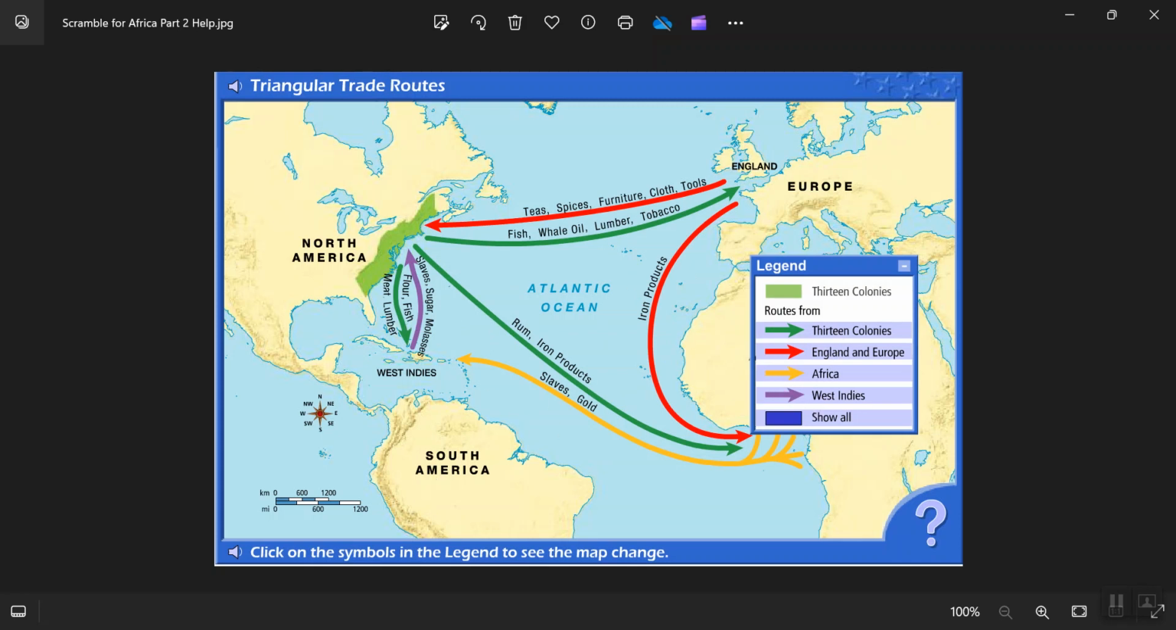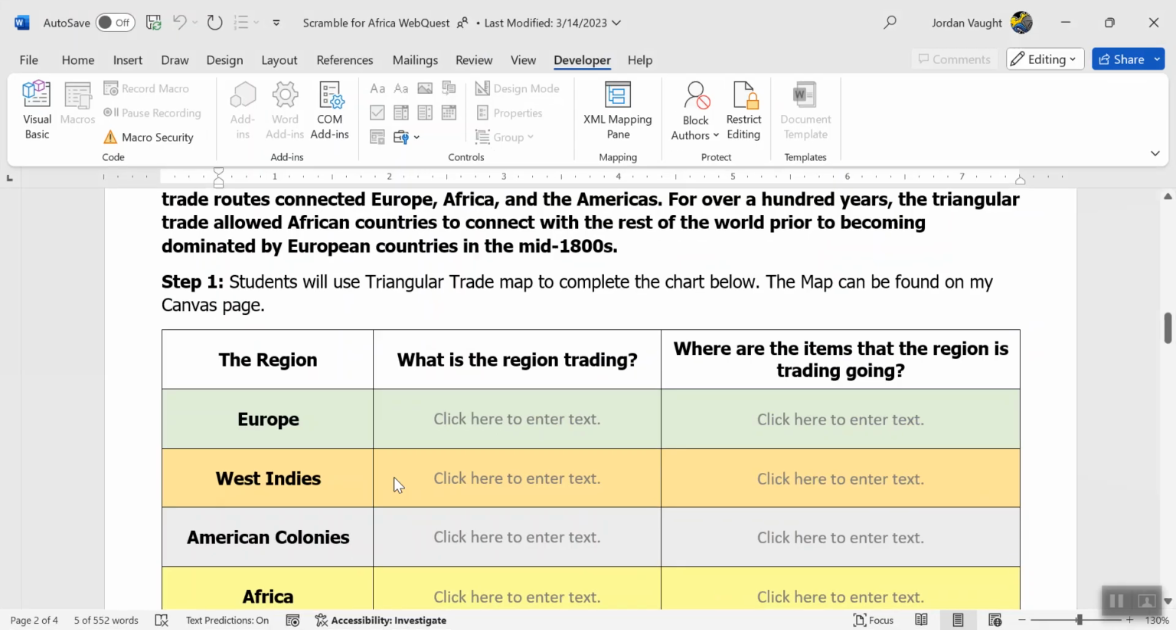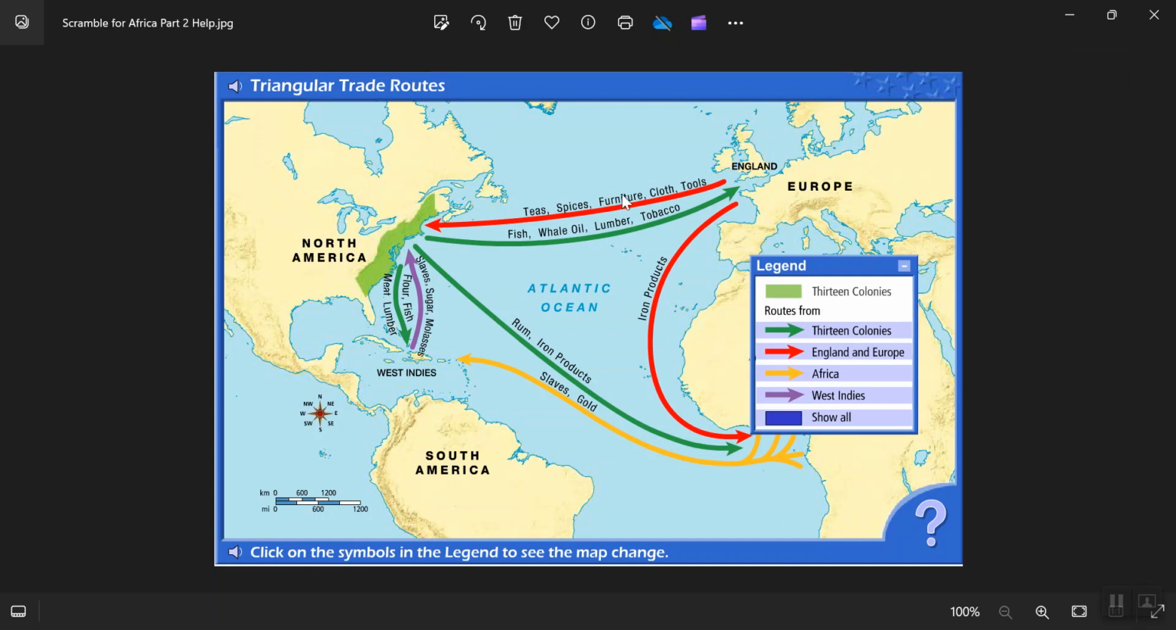So just read what are they trading. That's the first part. The second part is what are the items that the regions are trading going to. So Europe is trading what and it's going to where. North America is trading what and it's going where. West Indies are trading what and it's going where. And Africa is trading what and it's going where.